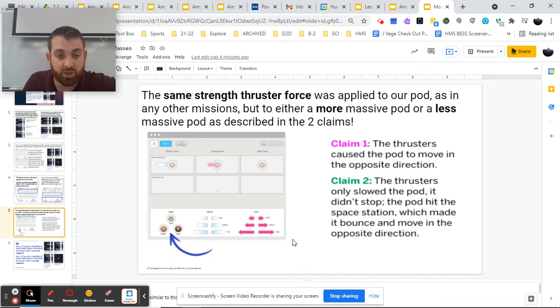looking at these features. So we know that the same strength force was applied to our pod as in any other situation. So remember, we're going to show what the velocity of our pod for claim 1 and claim 2 was as it came into the station. We're then going to show the force, that same strength force, in the during force section. And then we need to show the outcome of that based on the mass of the objects that we picked. So either picking a more massive pod or a less massive pod to represent claim 1 and claim 2. Once we've done that, we'll hit the blue hand in button to save our work, and then we can screenshot it for our task 8 and 9.